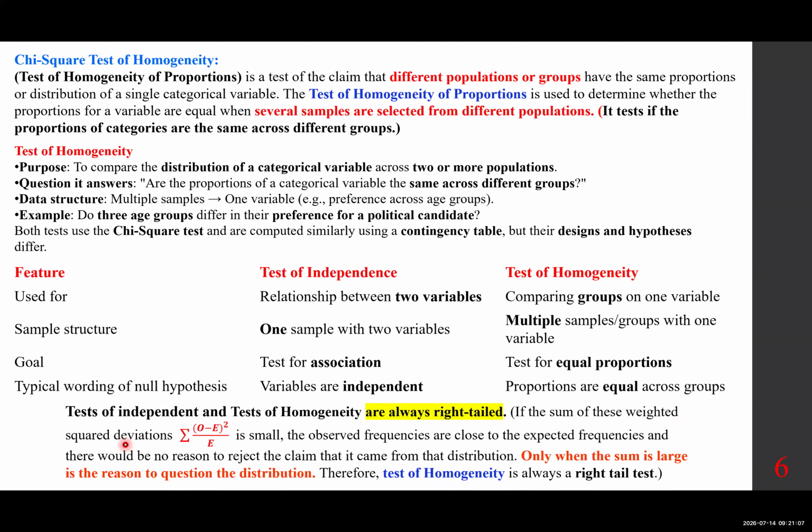If the sum of these weighted square deviations, summation O minus E quantity squared over E, is small, the observed frequencies are close to the expected frequencies, and there would be no reason to reject the claim that it came from that distribution. Only when the sum is large is there reason to question the distribution. Therefore, the test of homogeneity is always a right-tail test. In fact, both of them, of course, right?